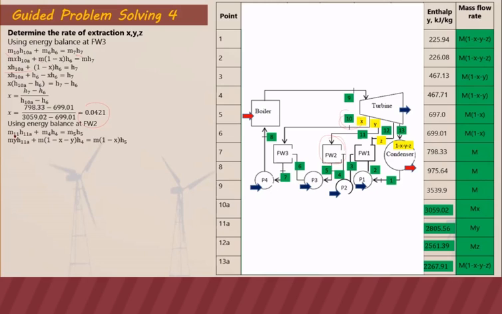So we have M11 is equals to My. So we have M4 is equals to M1 minus X minus Y, and then M5 is equals to M1 minus X. And then we can cancel out the masses. And then we are going to combine the terms.